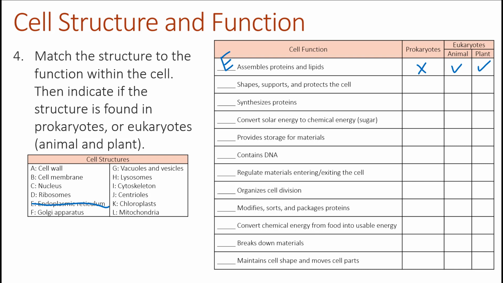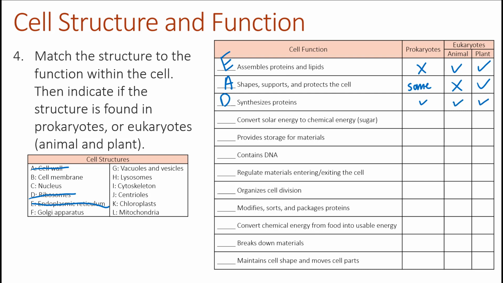Shapes, supports, and protects the cell is going to be the cell wall. So the cell wall is found in some prokaryotes, and it is also found in plant cells, but not in animal cells. Synthesizes proteins is going to be the job of ribosomes. So those ribosomes are present in all cells.